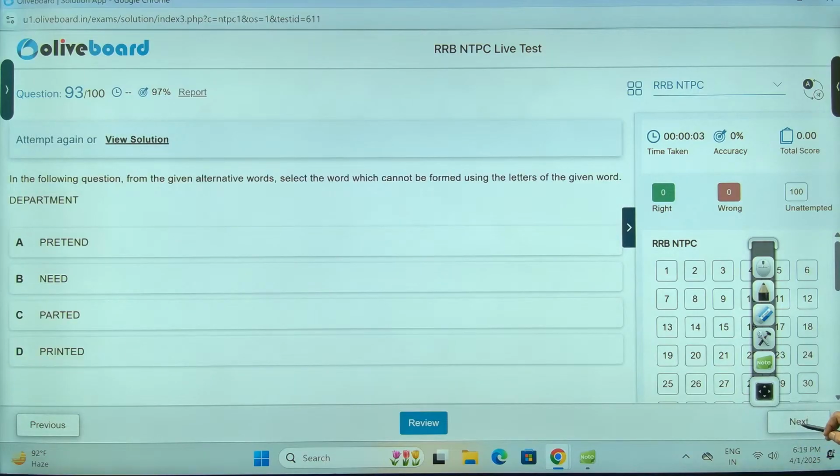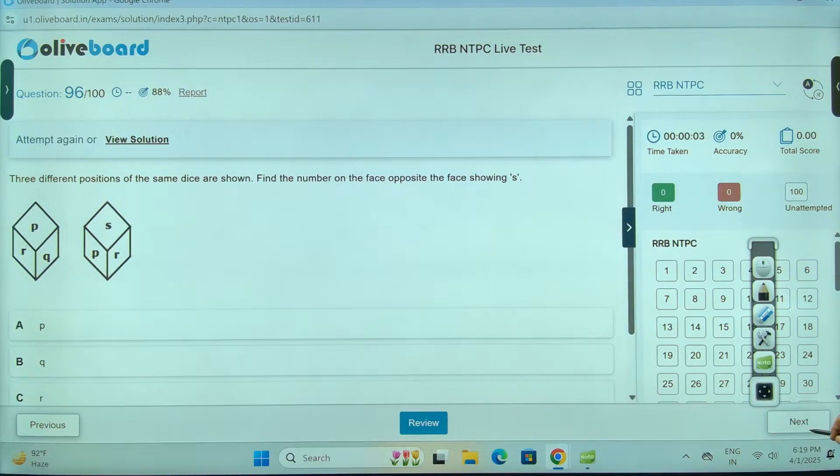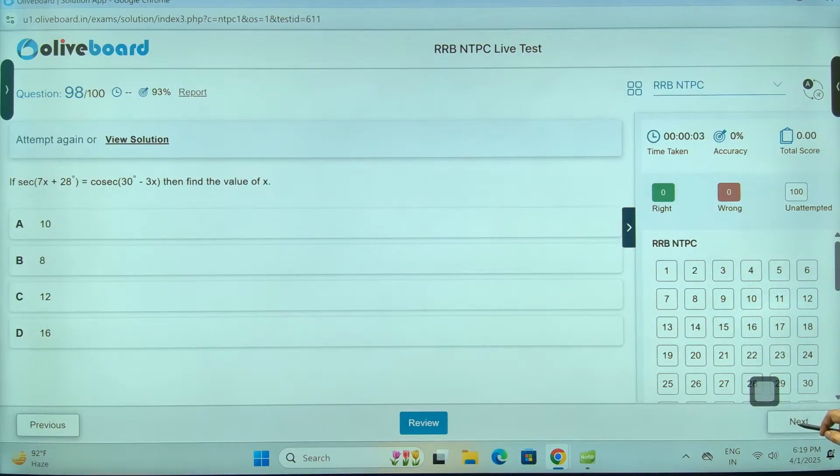Next one. Is there another question? This NTPC has so many questions, 30 questions. Okay, last question will be this one then.